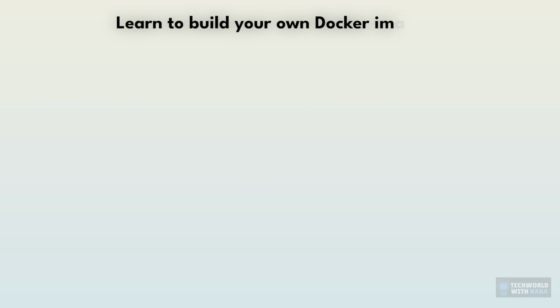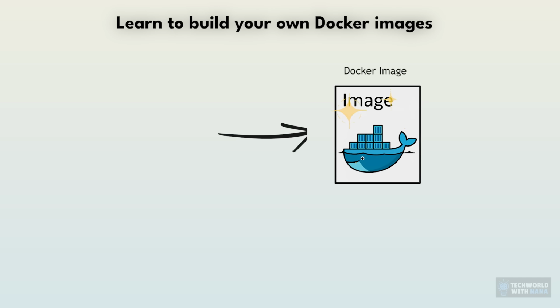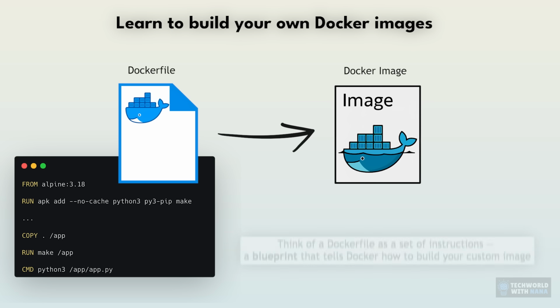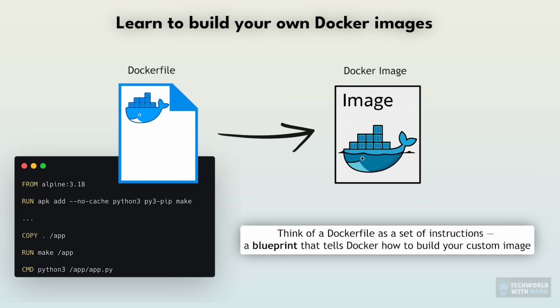So in order to create your own Docker images, you need to learn basics of what's called a Dockerfile, which is a blueprint of your Docker images. It's like a recipe that you create for Docker to build you an image based on that. And this is actually where Docker becomes really powerful.